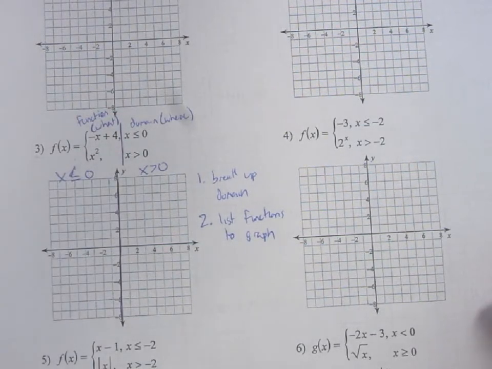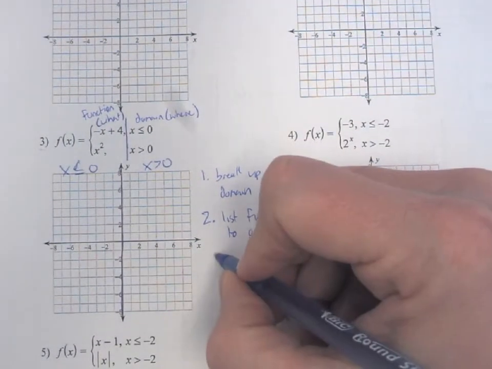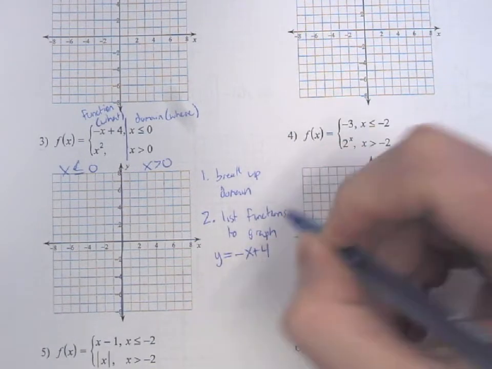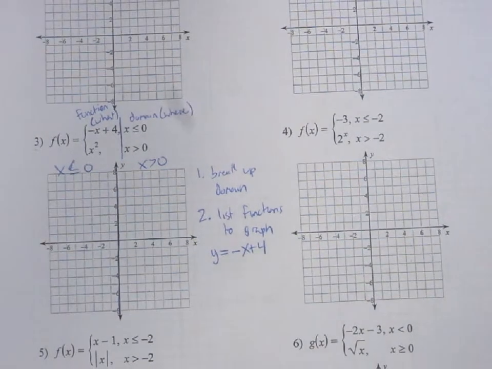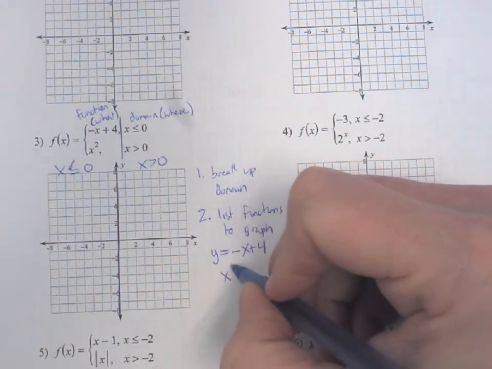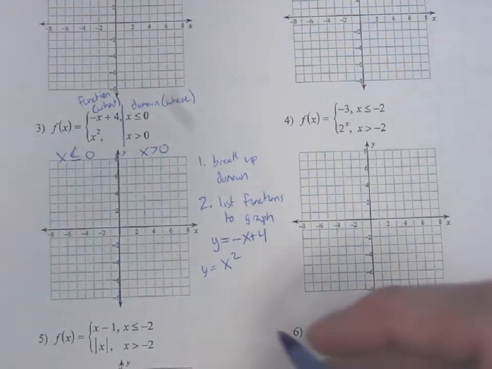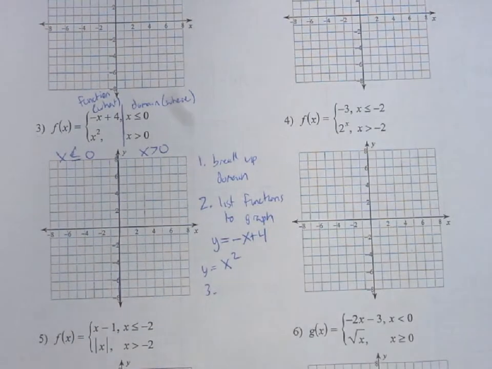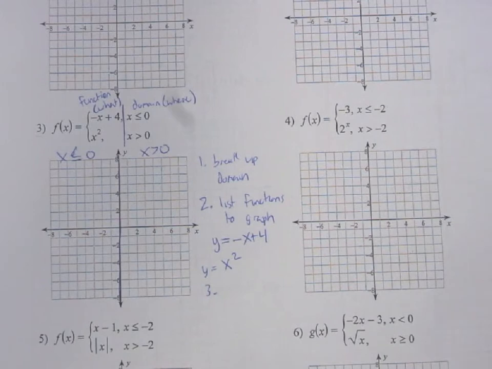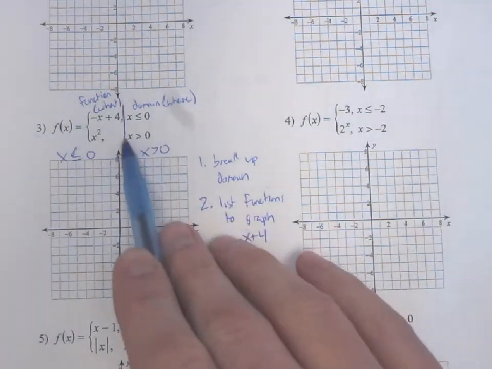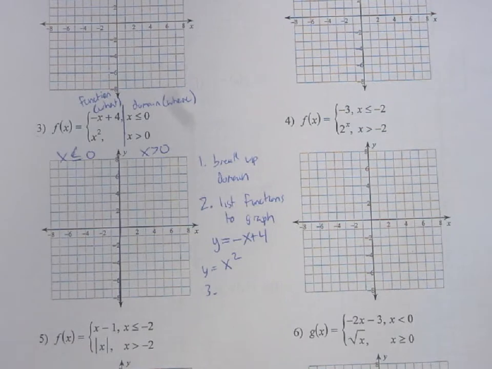So to make it a little bit easier for me to process what's happening, I like to write them in y notation. So I'm going to graph y equals negative x plus 4, and I'm also going to graph y equals x squared. Okay? Step 3, what I'm going to do is graph each function one at a time and then erase the part that I don't need. Because remember, these graphs only live in a specific area. This area of the domain is what tells you that.